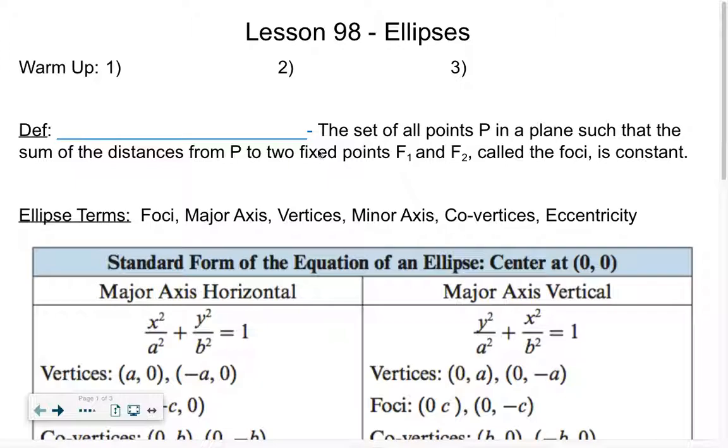The first one was a parabola. The second one we dealt with was a circle. The third one that we get into today is the ellipse. And the fourth one that we'll get into here next week is called the hyperbola, which is basically a double parabola.